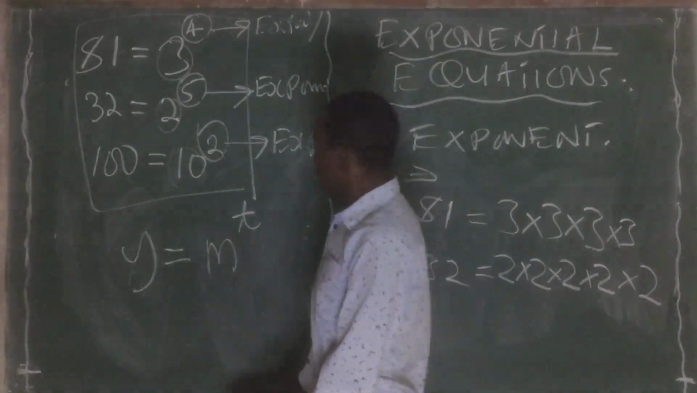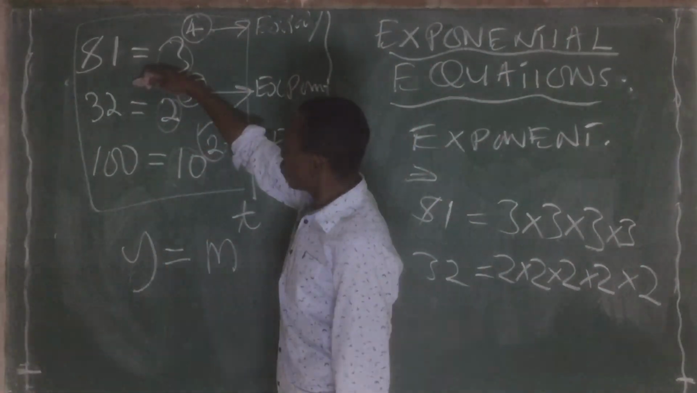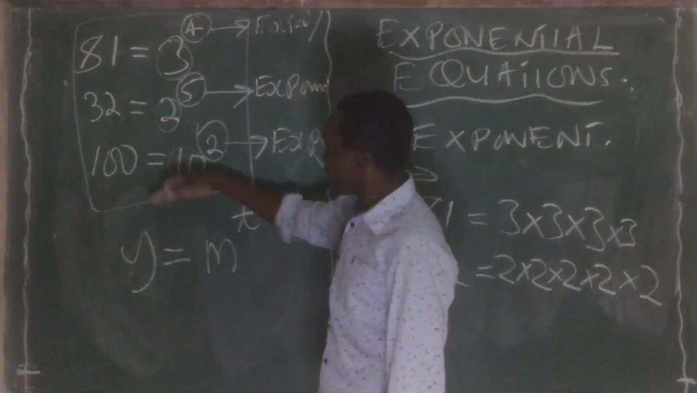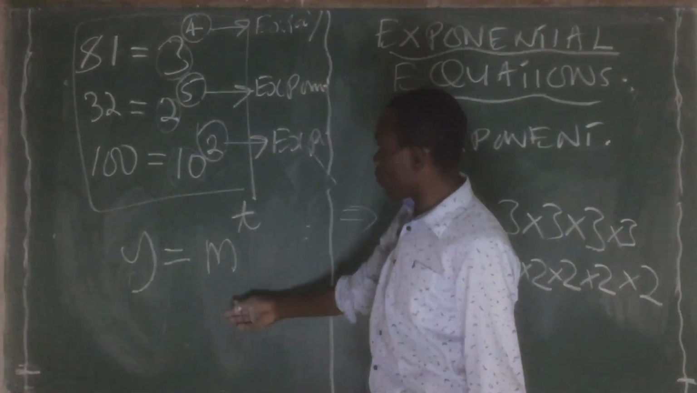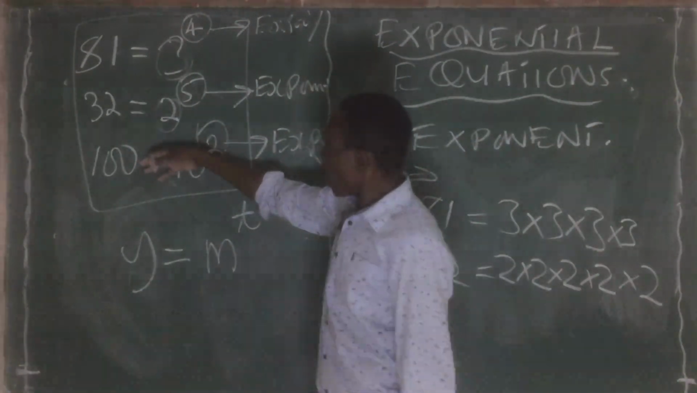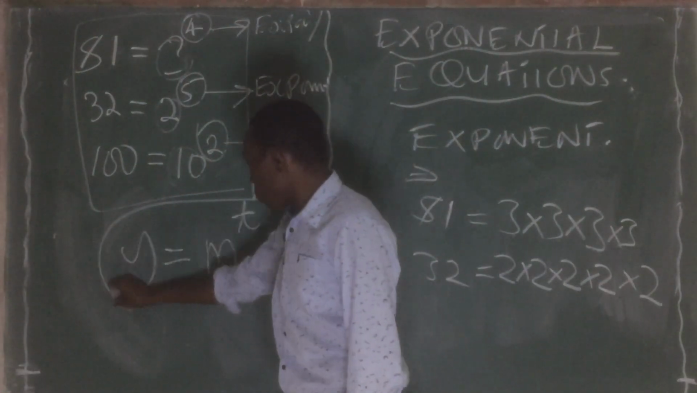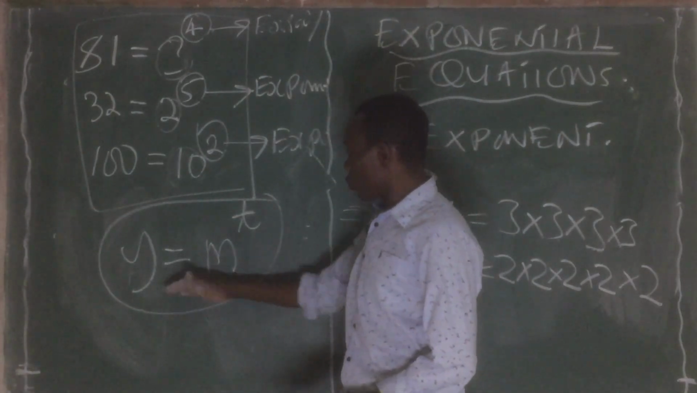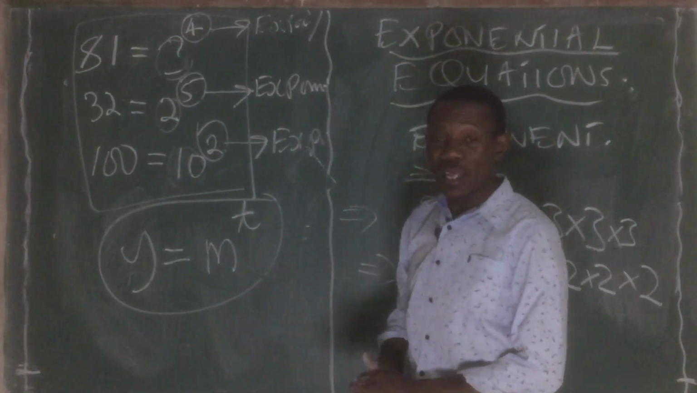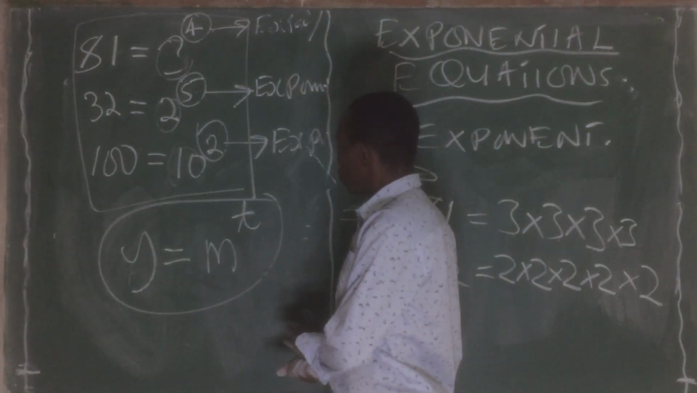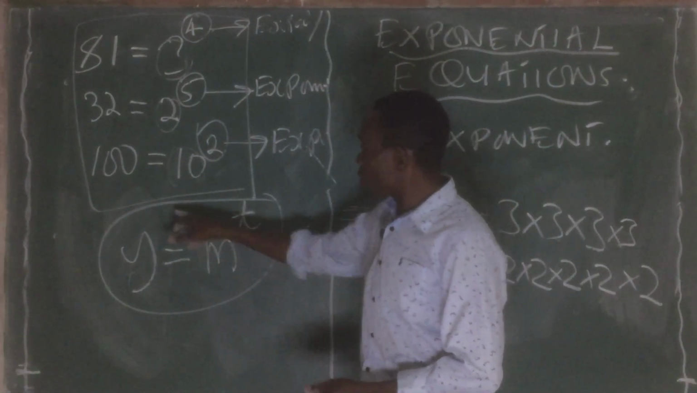So which means if I write y is equal to m to the power t, that is the form of this presentation here. 81 is equal to 3 to the power 4, the same 32 in this form, this 100 is the same in that form. So all these numbers here which are expressed in this presentation are just in that form. Now if you look at this presentation here, this is just like an equation that talks about the exponents, and also talks of the bases.